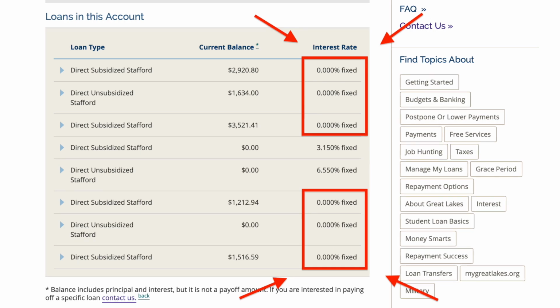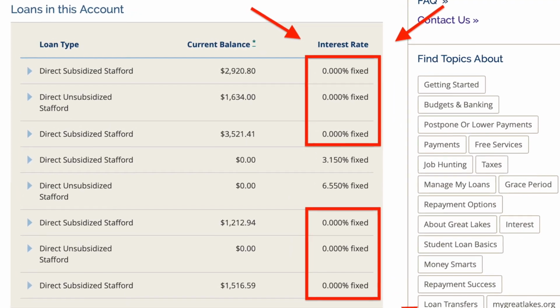So the government has decided to stop interest on federal student loans. Starting on March 13th, 2020, your federal student loans will have a 0% interest rate. Check out mine. As you can see, all of my student loans are at 0%. Alright, now let's answer some very important questions. How long will this last? 0% interest on your school loans will last from March 13th, 2020 all the way up to September 30th of 2020. This is about 6 months of 0% interest on your federal student loans.